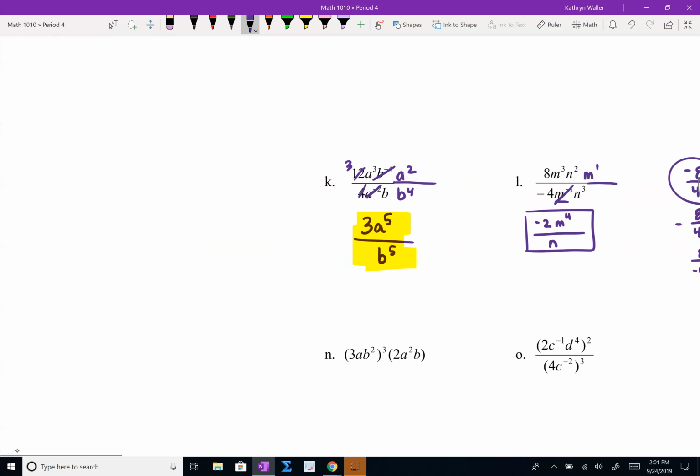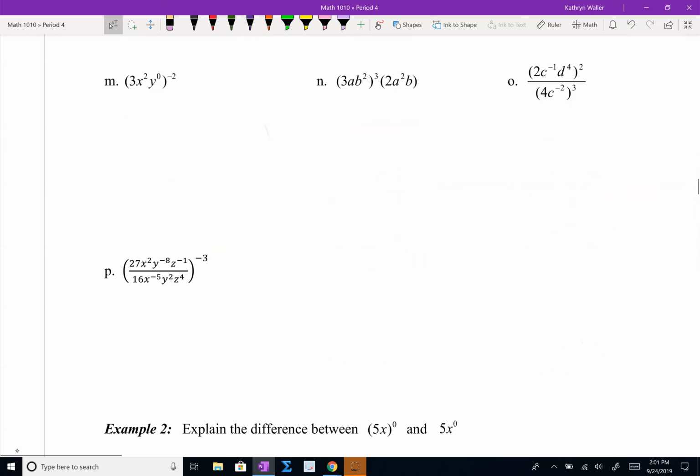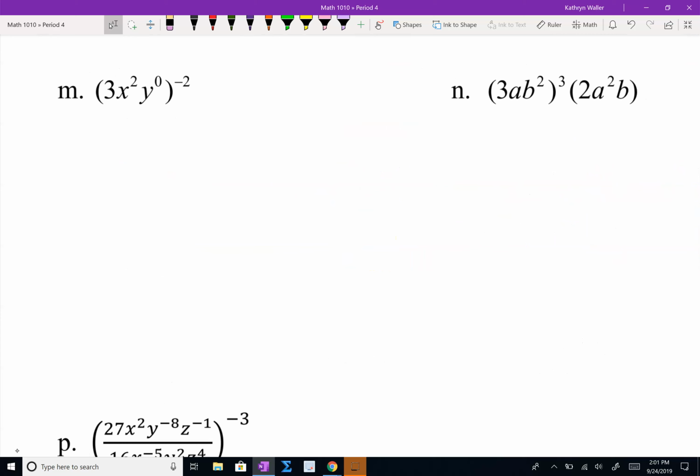All right, awesome. Okay, here is question M. Okay, what do you notice? 2 things you notice almost immediately. You notice the negative, and what else do you notice? The 0, right? Well, the 0 makes it a 1. And 1 times 3x squared is just still 3x squared. So I'm going to knock that out.